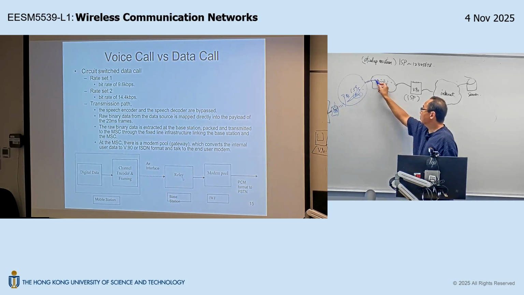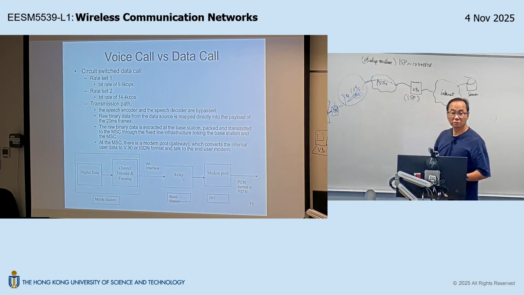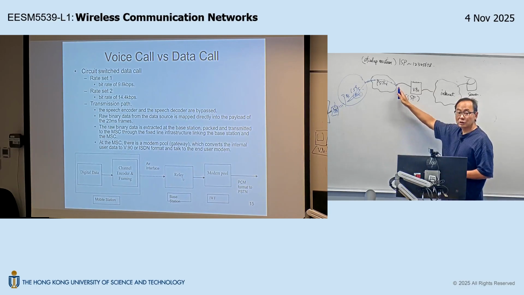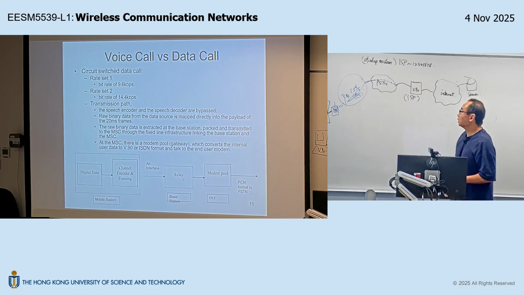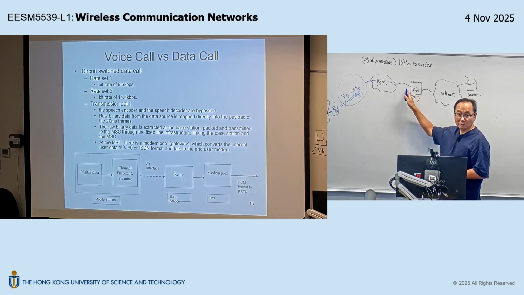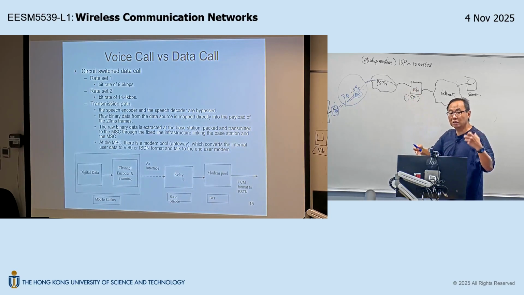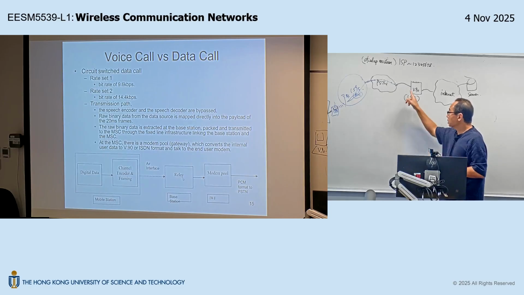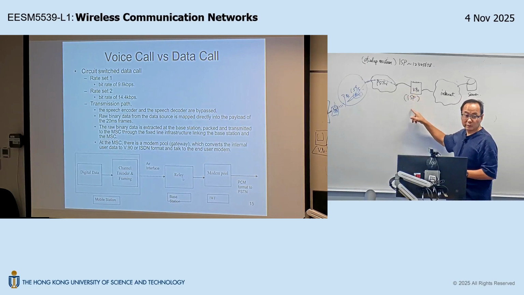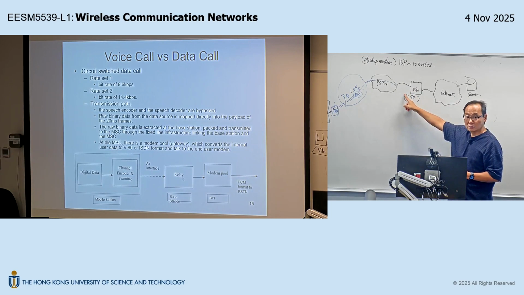PSTN will then continue to set up the path to the ISP because this is the destination number, which is at the PSTN, right? So now ISP answer the call. The ISP will hear an incoming call request, right? ISP answer the call. The modem of the ISP answer the call. Now, here is the problem.